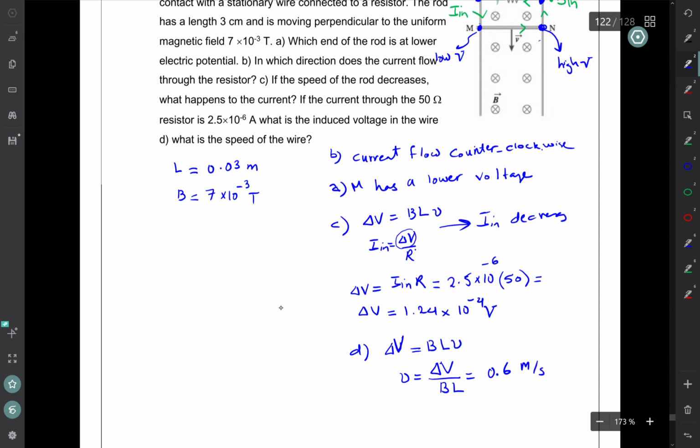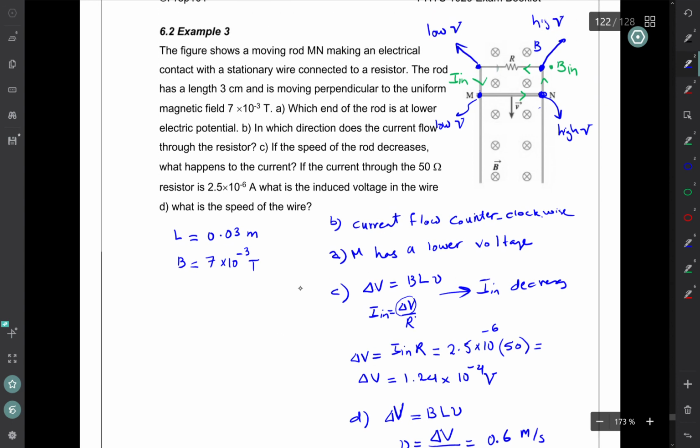So one of the take-home messages from this example is: what would be the direction of the induced current, and which point on the rod will have a low V and which point on the rod will have a high V.